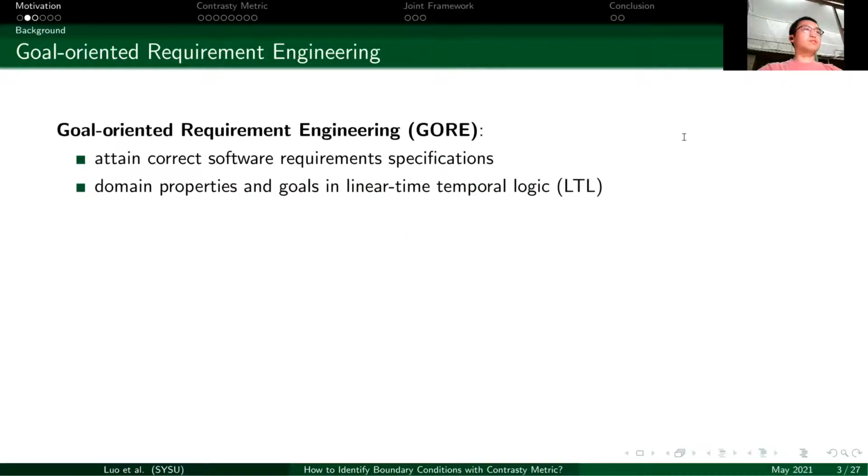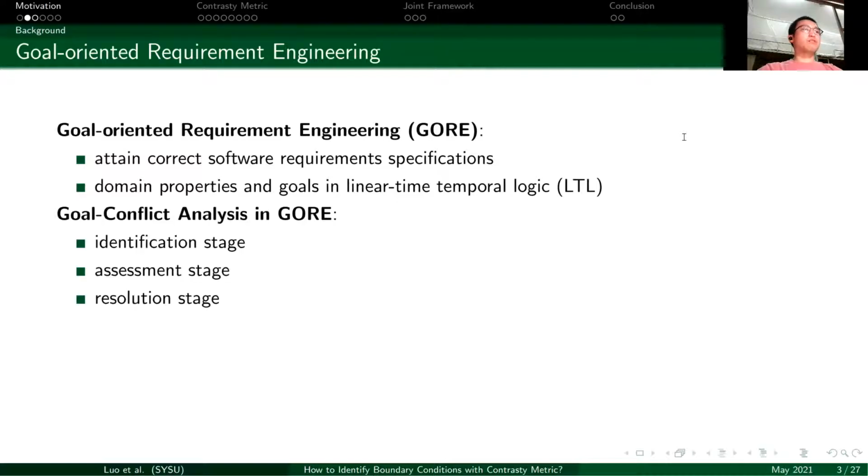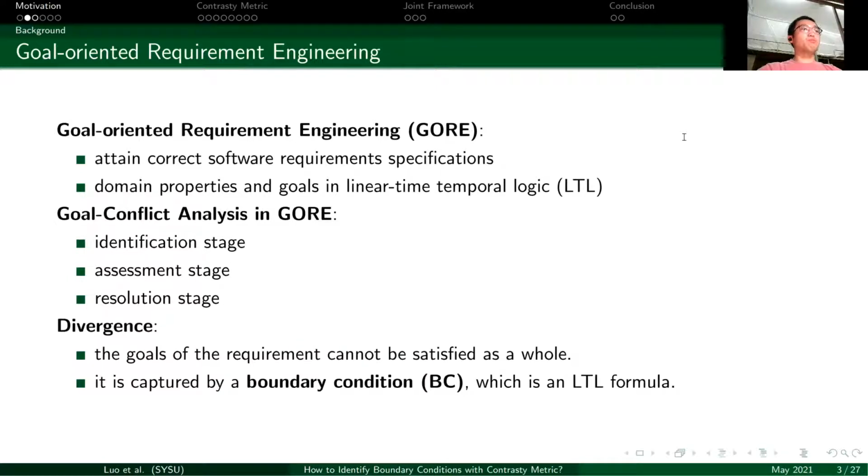Goal-oriented requirement engineering has been an active research area. It aims to correct software requirement specifications. In this area, goal conflict analysis deals with the inconsistency via three stages: identification, assessment, and resolution. In this paper, we consider a weak inconsistency, that is, divergence.